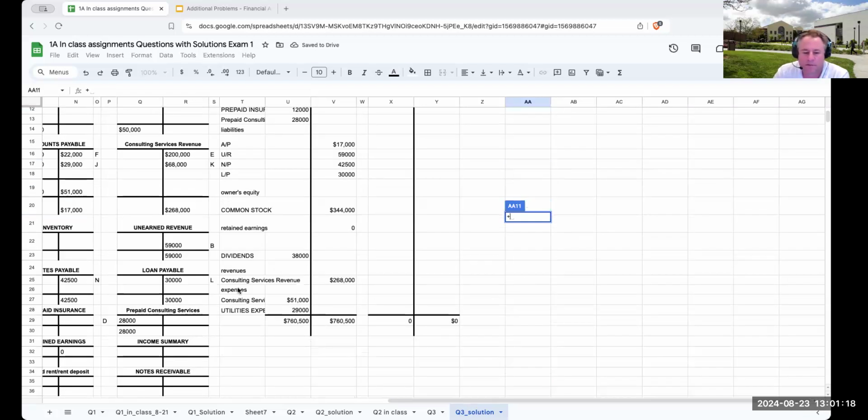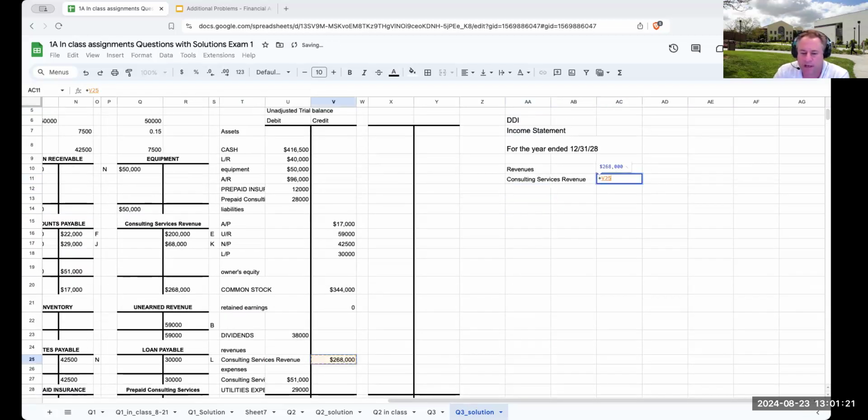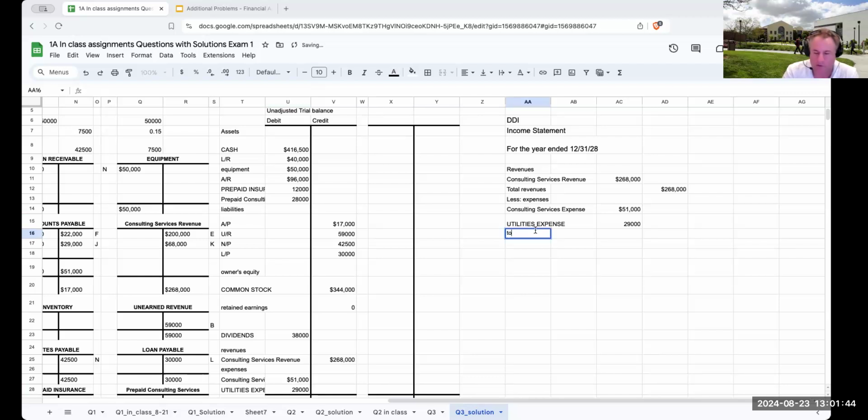right over here. Consulting services revenue at 268. Total revenues is going to be at 268, less our expenses. Our expenses over here are going to be consulting services expense and utilities expense. So my total expenses are going to be $80,000. And so my net income is going to be 268 minus 80.